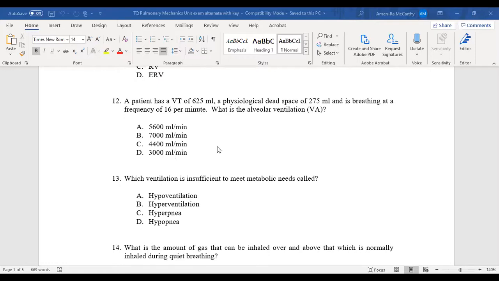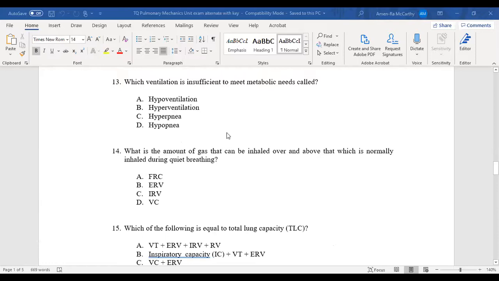All right. Number 13. Which ventilation is insufficient to meet metabolic needs? Which one of those is insufficient? Good, Miss Rose. Kayla, look at it again. Miss Scott, look at it again. Good, Barbara. Miss Thomas, look at it again.